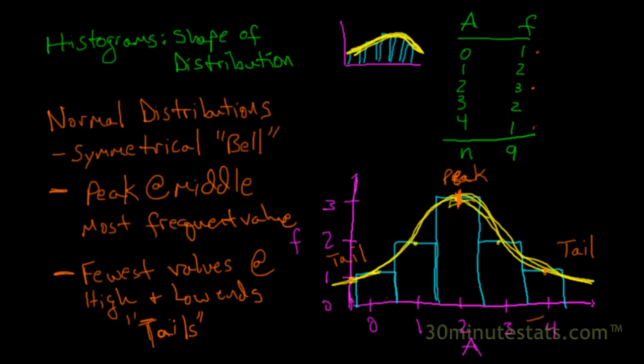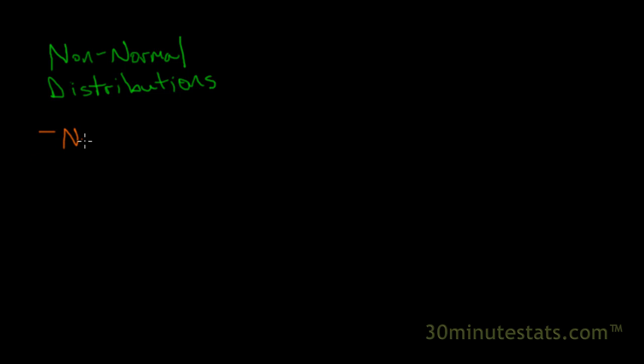Aside from a normal distribution though, we can also have non-normal distributions. This is the other major kind of shape to think about. Non-normal distributions have some important characteristics. In general, they will not be symmetrical.